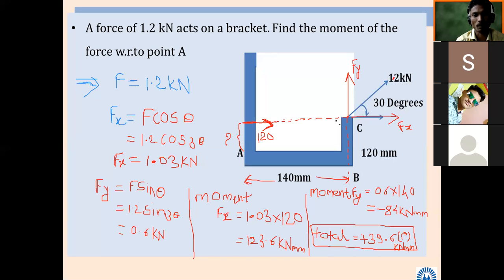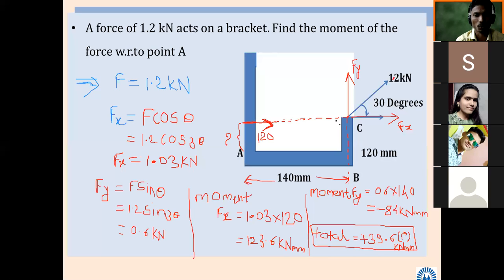That's why we resolved that force into its two components, Fx and Fy. Then we calculated the moment due to Fx and the moment due to Fy, and we added both moments. While calculating the moment due to Fx and Fy, sign convention is most important.